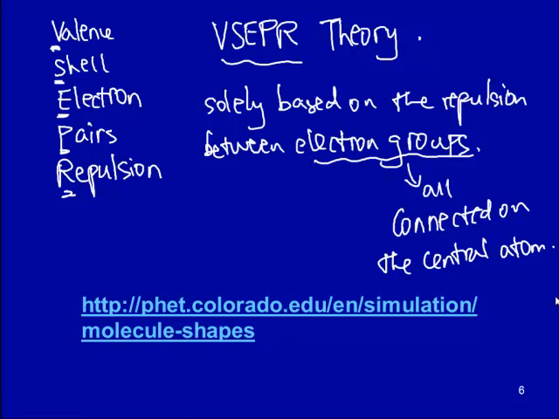So to reiterate, the valence shell electron pair repulsion theory is very simple. It's based solely on the repulsion between the electron groups. Those electron groups are trying to maximize distance between them because they are connected on the central atom. They're part of the central atom. So for that, it influences the shape of the molecule.